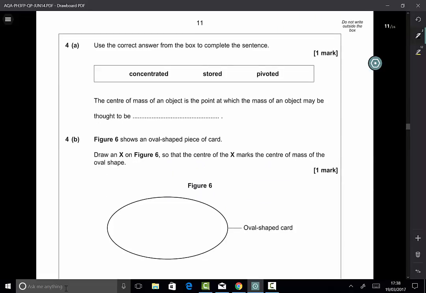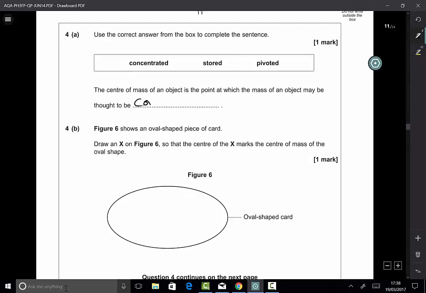Okay, centre of mass. The centre of mass of an object is the point at which the mass of an object may be thought to be concentrated. Okay, figure 6 shows an oval shaped piece of card. Draw an X such that the centre of the X marks the centre of the mass.